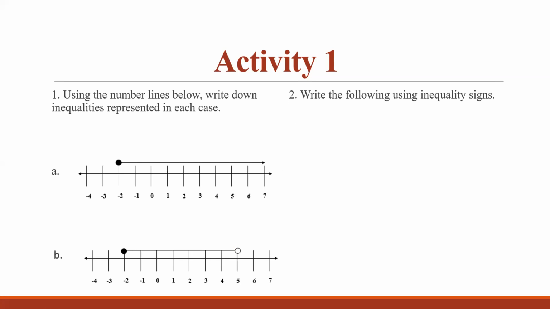Then we have this one. Number 2, write the following using inequality signs. Part A: x is greater than or equal to negative 5. I think you can just write it somewhere. If you have a book, just write it in the book. X is greater than or equal to negative 5.